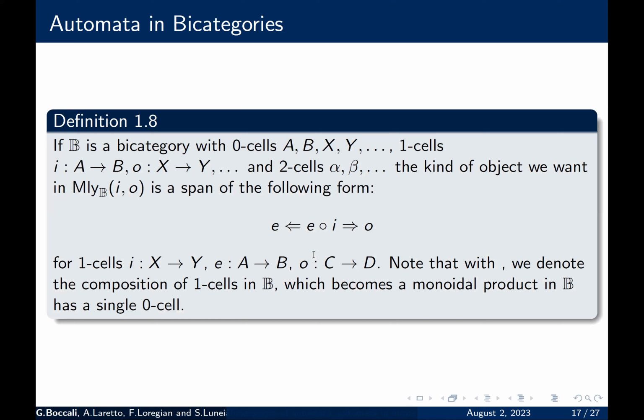So obviously, the definition of a Mealy machine in a bicategory generalizes pretty naturally. If we have a one cell I from A to B and another one cell O from X to Y, and two cells alpha and beta, we can form a span of this form, where obviously the composition plays the role that was played before by the tensor product, because when we specialize to the case of one object by category, we have the same definition.